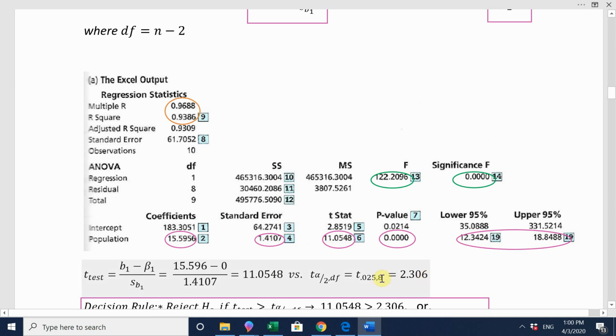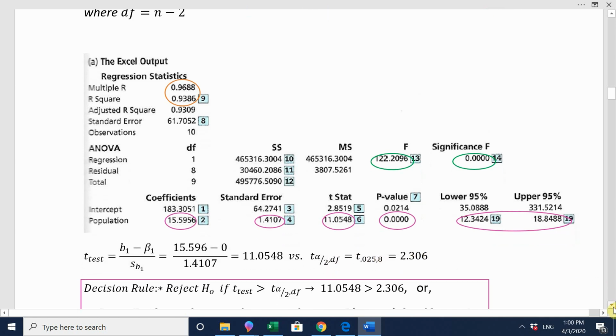So here, let me just go back and see, if I'm doing my testing at a level of significance of 0.05, this means that my t will have an alpha value of 0.025, and it will have degrees of freedom 10 minus 2, which gives me 8. So I get here my 2.306.